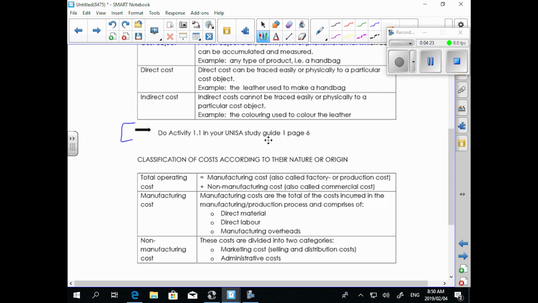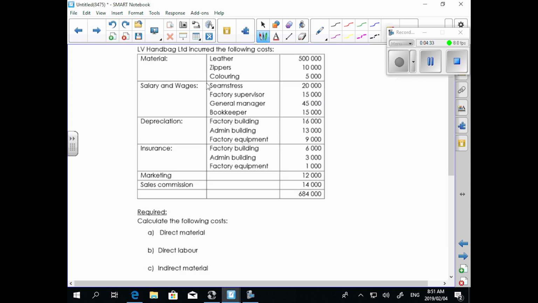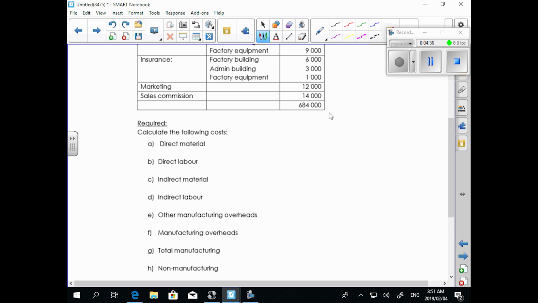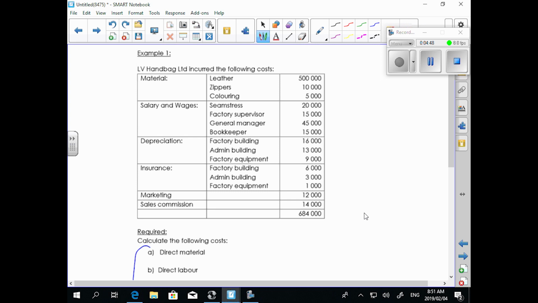So now we get the classifications of the cost according to the nature or the origin. So you get your total operating cost. And guys, this is very, very important, all of this. So you'll see, if you look at the next page, it basically continues. The reason why we need to understand all of that is that in the exam, they're going to ask us how to calculate everything. So if we don't know what a direct material is, we're not going to be able to calculate what the direct materials are from the information they've given us. So this is where your theory is now starting to tie in. It's no longer just practical. You need to understand what you're doing.